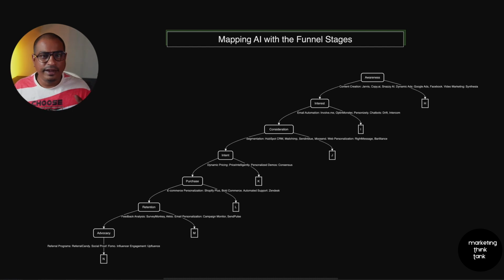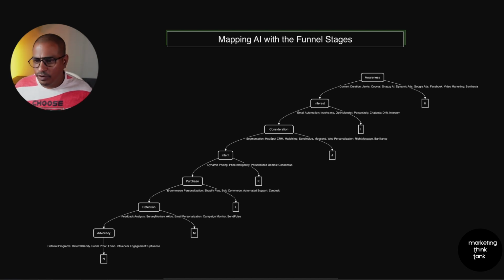You get as much awareness as possible, then you try and generate interest, then you make people consider your product, then you make their intent stronger, then you make them purchase, then you try to retain them, then you try and get them to spread the word about your product. This is a traditional funnel structure that we have always used and looked at, right?